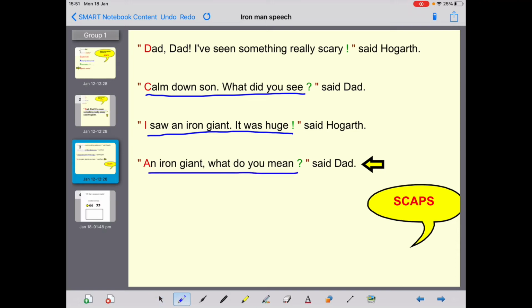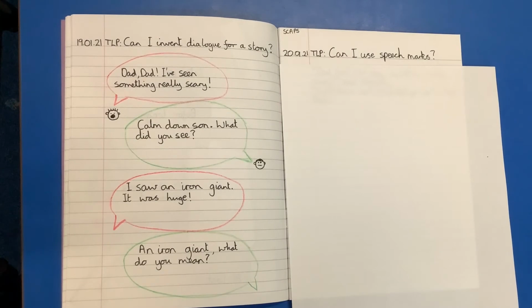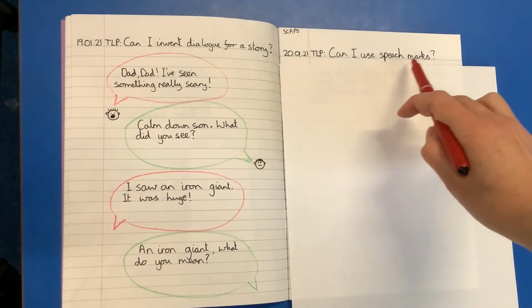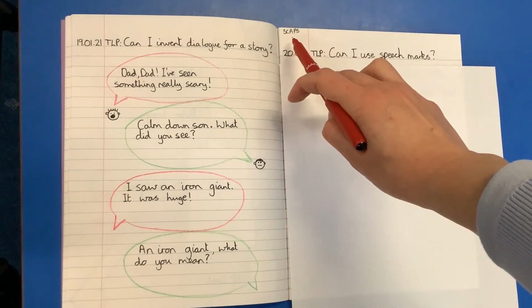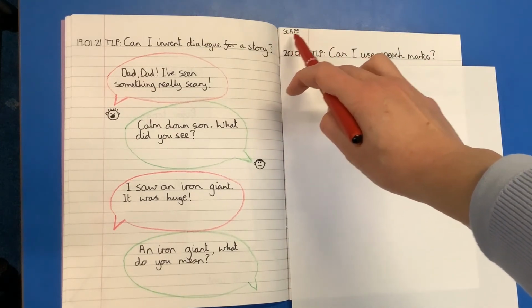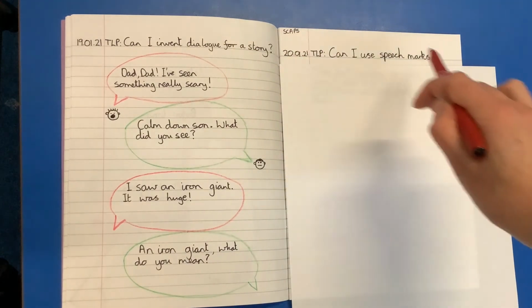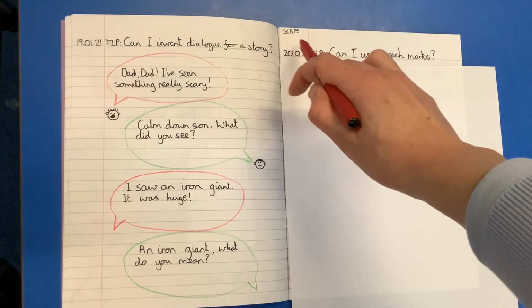"That's right. An iron giant, what do you mean?" said Dad. Okay, so first things first. I've written the date and the TLP, can I use speech marks, to remind myself what my learning is. And then I've done my little short acronym, SCAPS, to remind myself how to do that. So this is what I'm going to do. This is the little jogger to remind me how I'm going to do it.